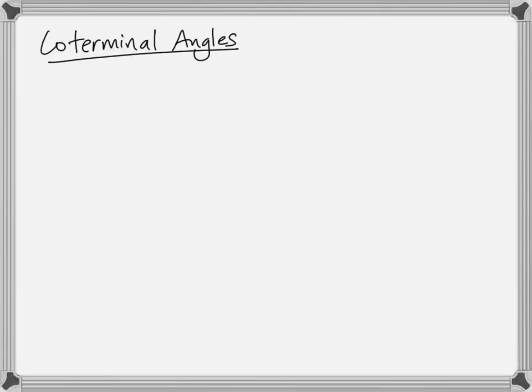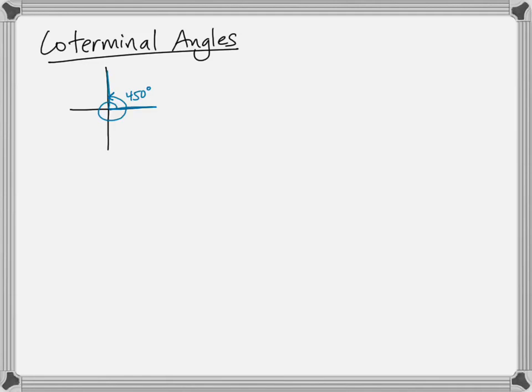Okay, so as promised in class, this video is going to teach you about coterminal angles. So in class, we had graphed that 450 degrees. This was the one where we had to start off here on the x-axis and make a full 360 plus another 90. That was our 450 degrees.